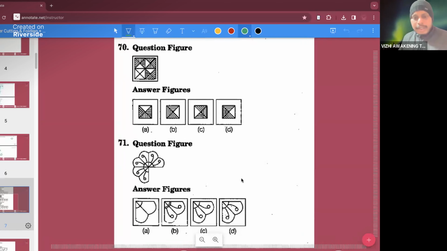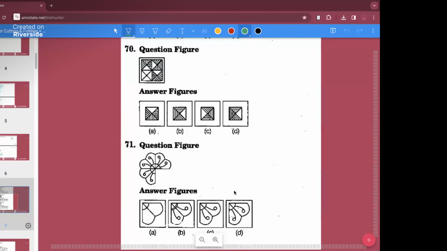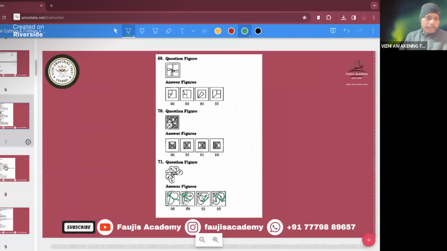Let's leave it. Let's do question number 71, guys. Option C. Over here, you have got 2 lines. That means it won't be there. Obviously, this is not the answer. Option C, you have the opposite side. This is the right side. Now we'll move to the next question.